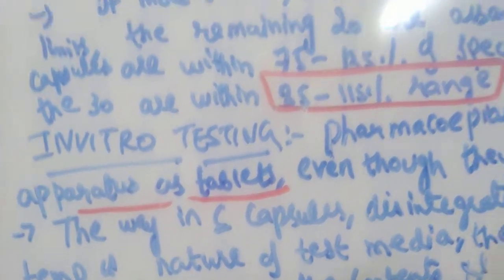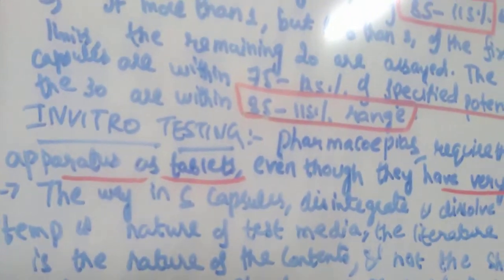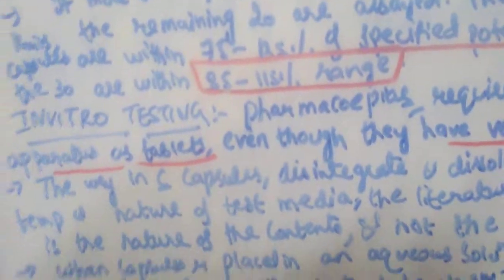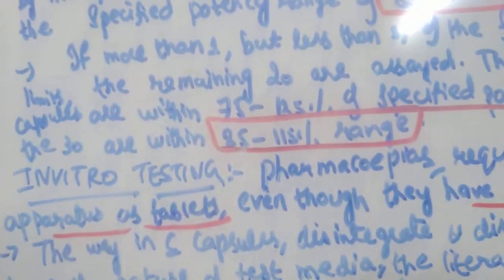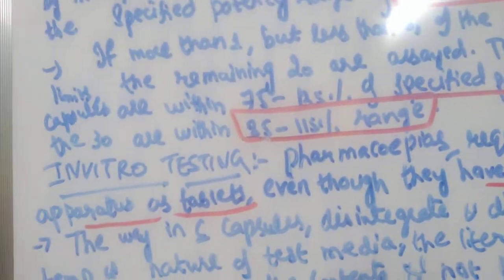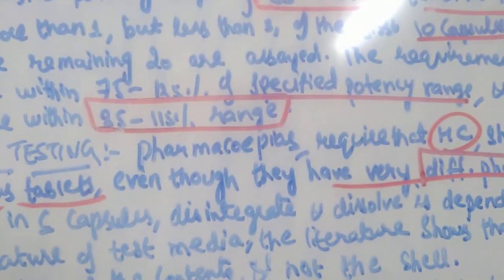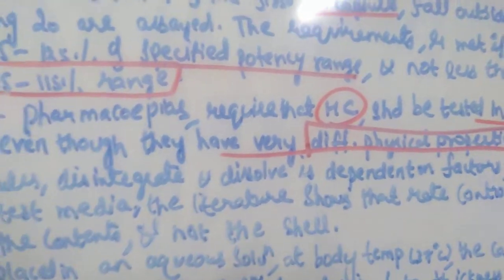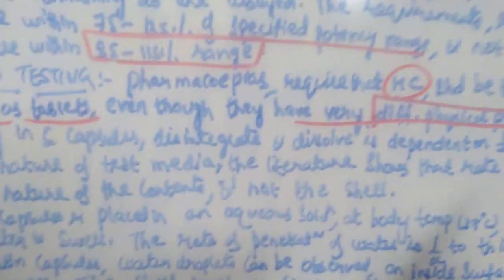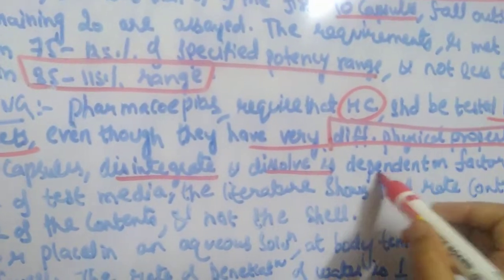Filled capsules, because of the entrapped air, will float on water. To ensure that they do not float and they sink to the bottom, you have to add a disc. The way in which capsules disintegrate and dissolve is dependent on factors such as temperature and the nature of the test media.